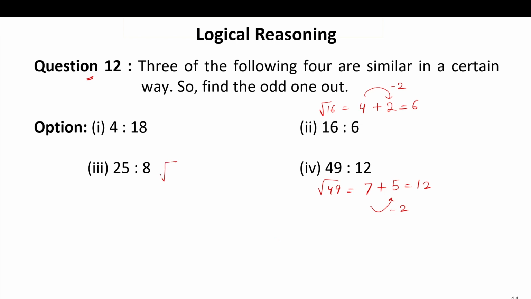Now let me check over here. Under root of 25 is 5 and if I add 3 to it, so again minus 2, I am getting 8. So it should be the case in this also. If I take under root of 4, I'll get 2. So I should add 0 because we are doing minus 2. So it will get 2. But over here we have 18. So this is different.